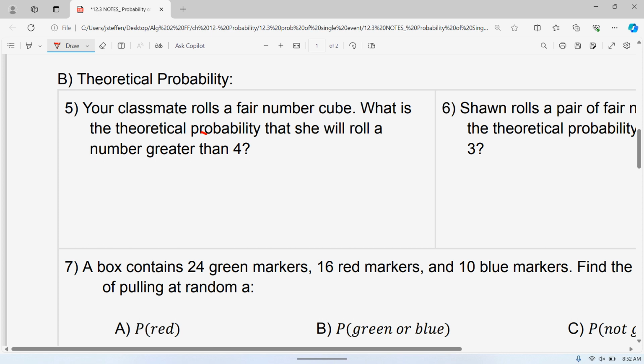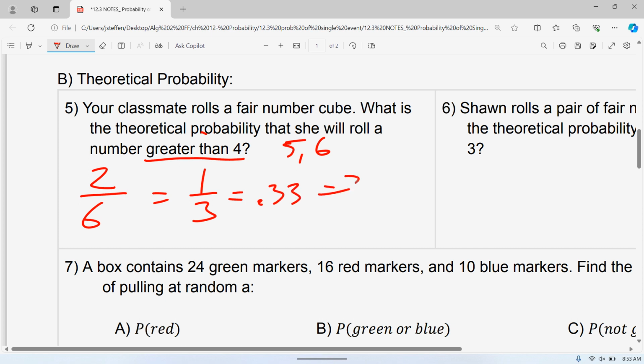So now these are theoretical probability questions where, again, you don't actually do any trials. You can just look at the numbers and you can look at the math. So your classmate rolls a fair number cube. What is the theoretical, which obviously is a dice, a cube, it has 6 sides. So if you ever see that, what's the theoretical probability? So you roll a number greater than 4. Now, first off, make sure you remember greater than 4 does not include 4. So the numbers greater than 4 are 5 and 6. There are 2 numbers greater than 4 out of the 6 total. So that is 1 over 3. Same thing as 0.33. Same thing as 33%.